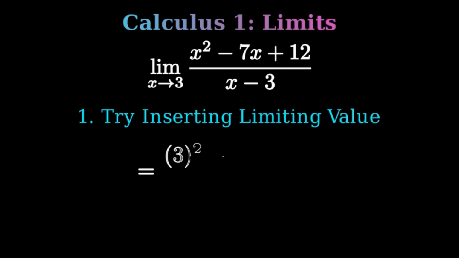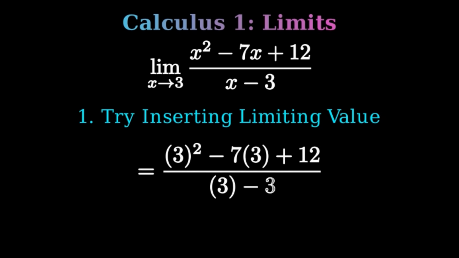If we do that, what does that look like? Well, 3 squared minus 7 times 3 plus 12 over 3 minus 3. That's 9 minus 21 plus 12. That's going to give me a 0. And 3 minus 3 is going to give me a 0. 0 over 0 is not going to fly. That's the indeterminate form, okay?